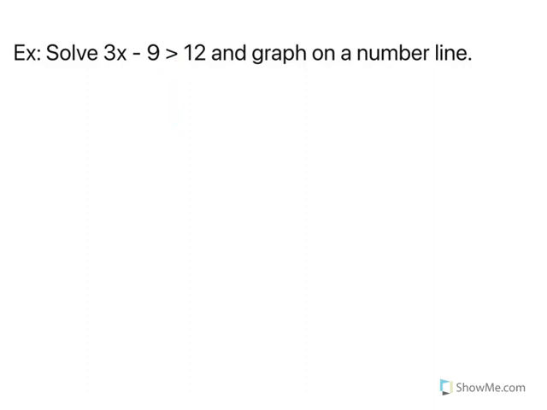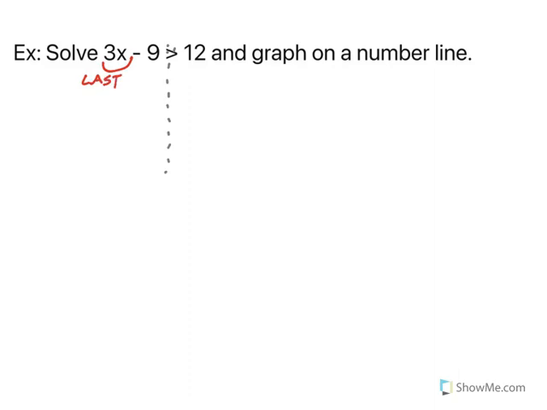Now the big thing to remember is that if you multiply or divide by a negative, you have to flip the sign, but it's only multiplying and dividing. The inequality is treated just like an equal sign, right? We do the same thing to both sides. So we always want to do the variable portion last.